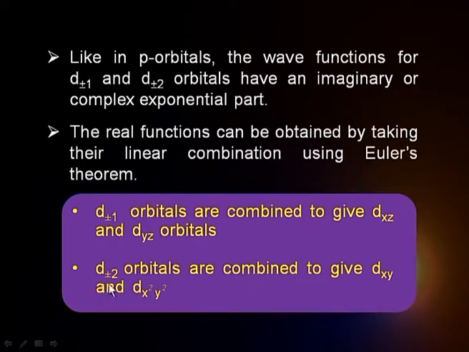Similarly, d plus minus 2, that means when ml happens to be plus 2 and minus 2, these two orbitals are combined together to give me dxy and dx2-y2 orbitals. We have to be very clear about it, that d naught is dz square. For other d orbitals, we cannot ascribe a suitable magnetic quantum number, because they are created by combination of wave functions with different magnetic quantum numbers.